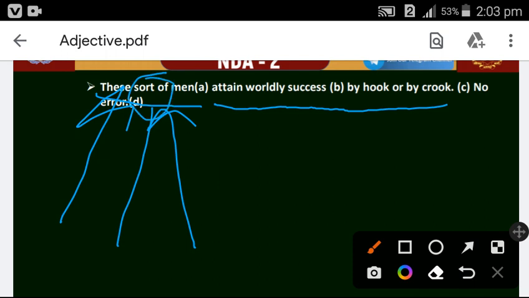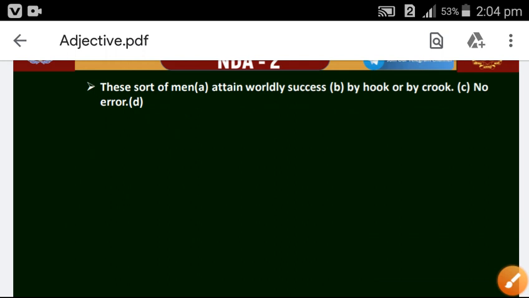So in order to correct this sentence, we have to add s with the word sort, and the correct form of this sentence is going to be: these sorts of men attained worldly success by hook or by crook. Is it clear?